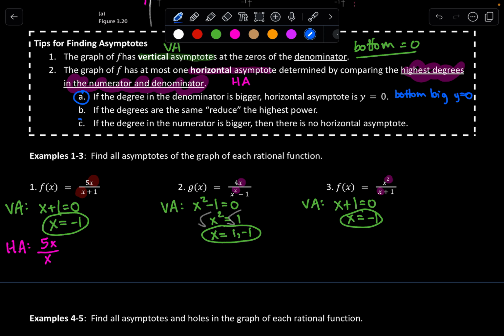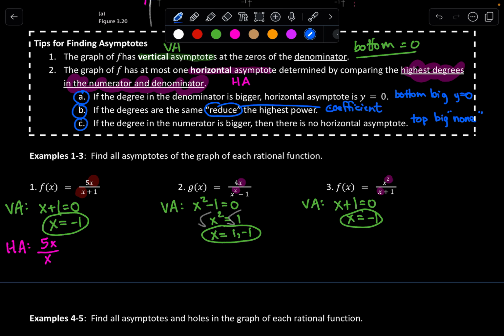Then I'm going to skip to C. This scenario is if the degree of the numerator is bigger, then there's no horizontal asymptote. So if the top is big, there's none. Now, the third scenario, or the second one listed, is B. This is where they have the same degree, and you have to reduce the highest power. What you're going to reduce specifically are the coefficients.